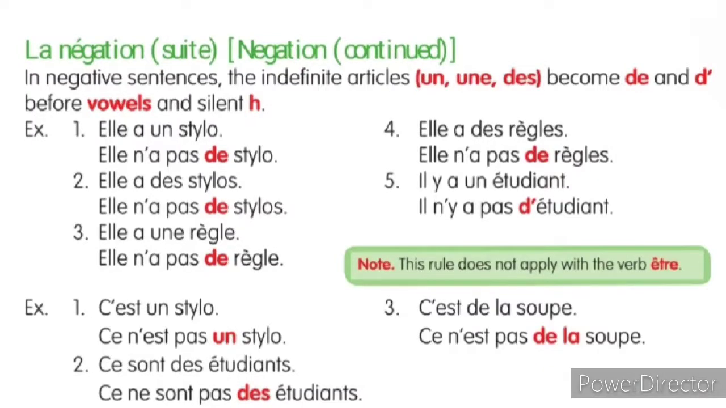Good morning, children. Today we are going to learn about exception in negation. We already learned negation, how to use negation in an affirmative sentence. In an affirmative sentence, the verb, before a verb and after a verb, if you add ne and pas, it is a negative sentence.